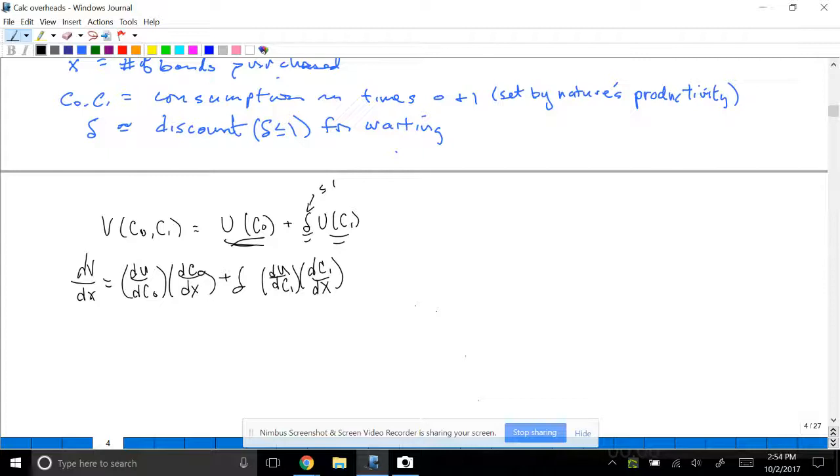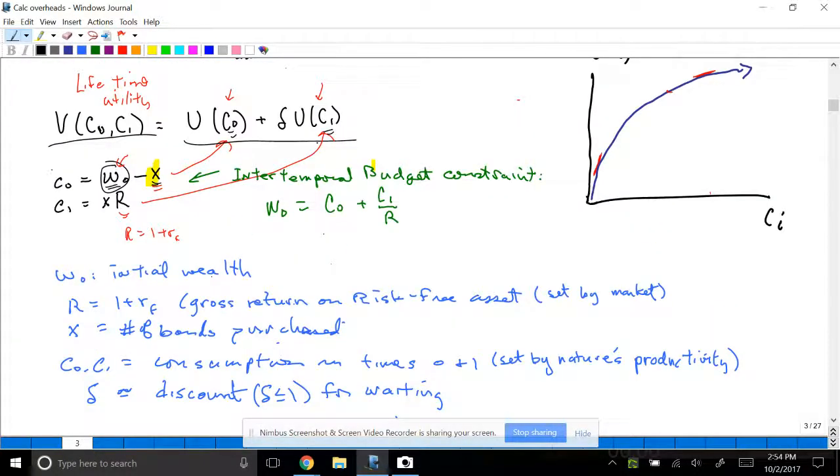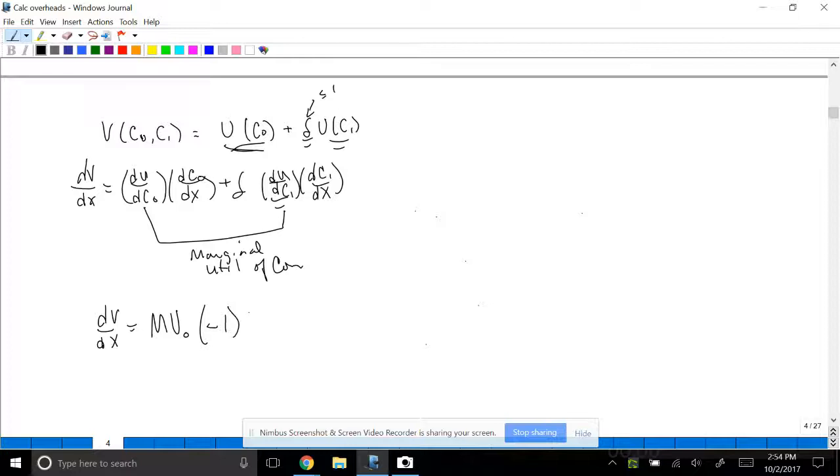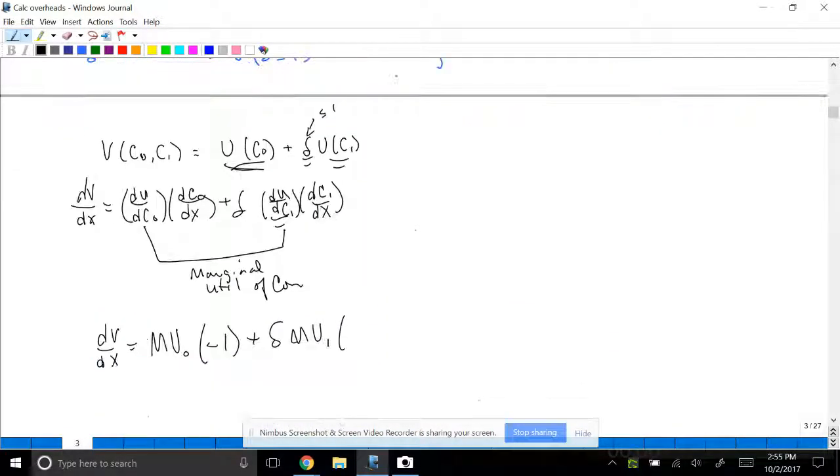What these are right here are marginal utilities, period marginal utilities of consumption, and we see they increase at a decreasing rate. So let's write this as the marginal utility of consumption at time 0 times the derivative of C0 with respect to x. The derivative of C0 with respect to x is -1. Plus delta times the marginal utility at time 1 times the derivative of C1 with respect to x, and that's going to be 1 plus the interest rate, or R.